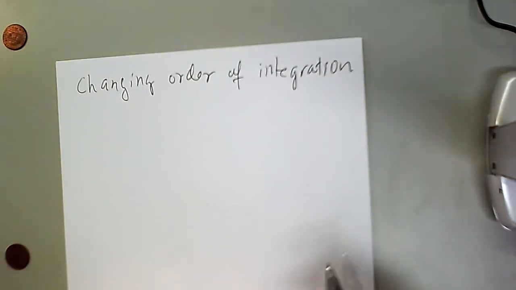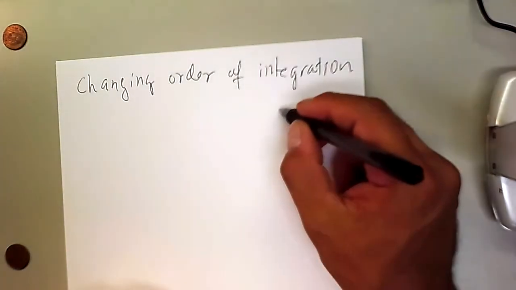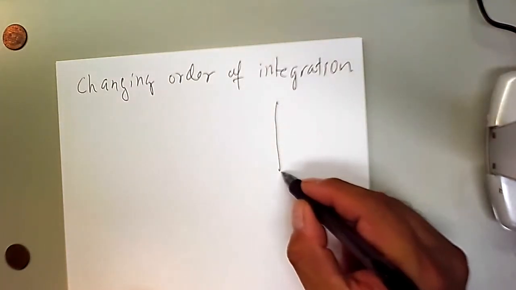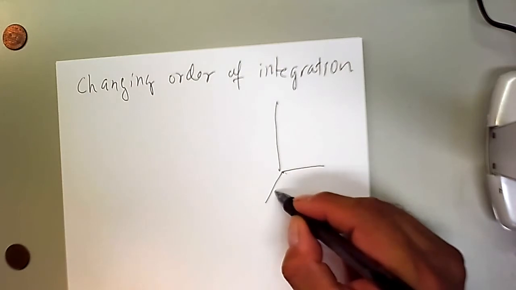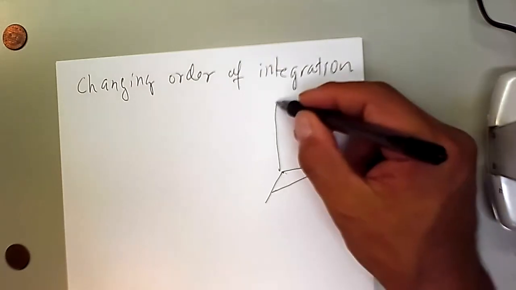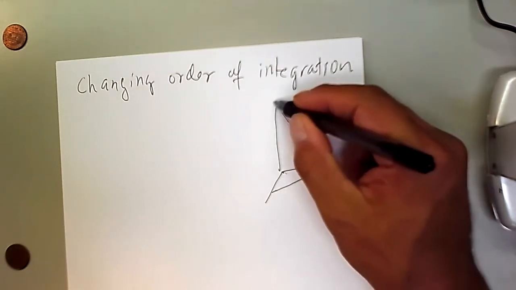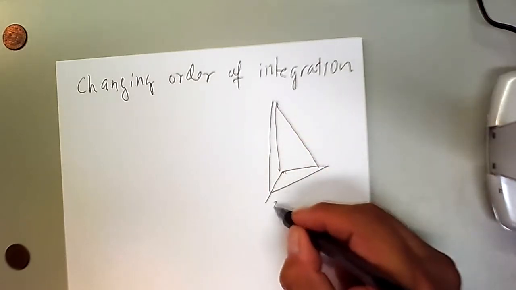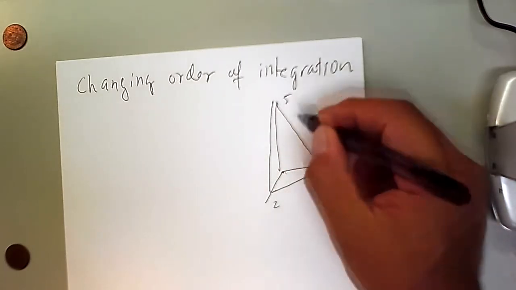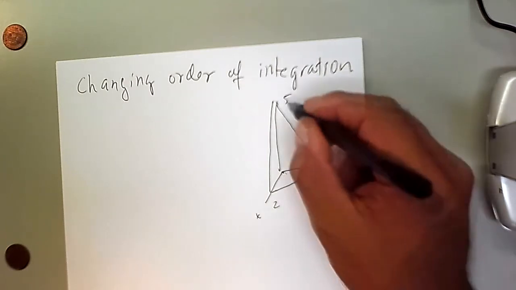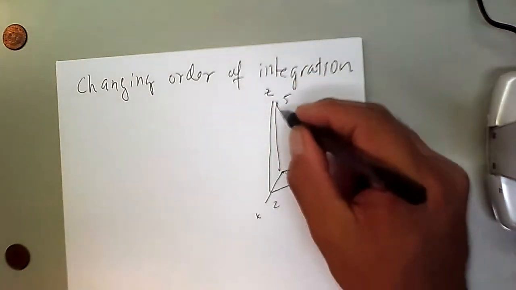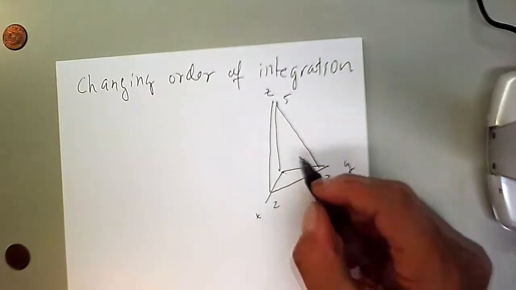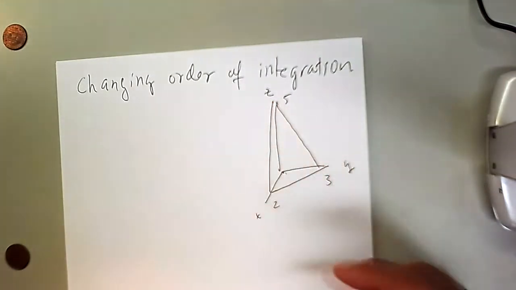Not easy at all. So let's draw the same tetrahedron. 2, 3, 5. 2 on the x's, 3 on the y's, 5 on the z's. There are 4 sides to this tetrahedron.